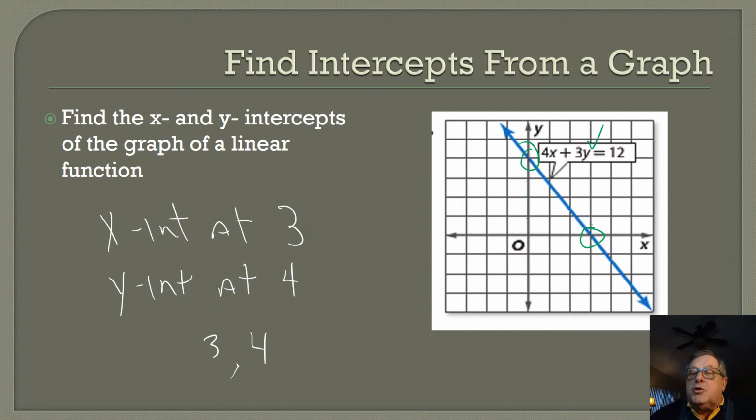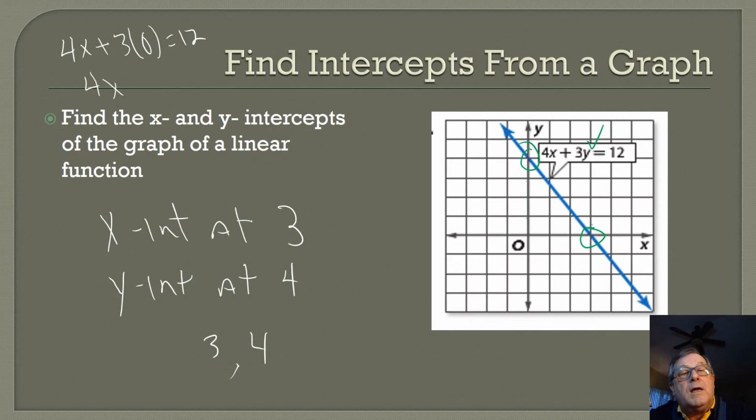And again, if I were to do that algebraically, if I were to look at that equation and solve this algebraically, if I want to find the x-intercept, I set y equal to 0. And if I do on this equation here, I would have 4x plus 3 times 0 equals 12. Well, 3 times 0 is 0, so we've got 4x equals 12. And when we divide by 4 on both sides, x equals 3. That corresponds with our x-intercept here.